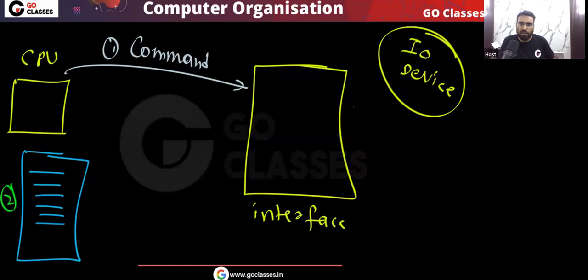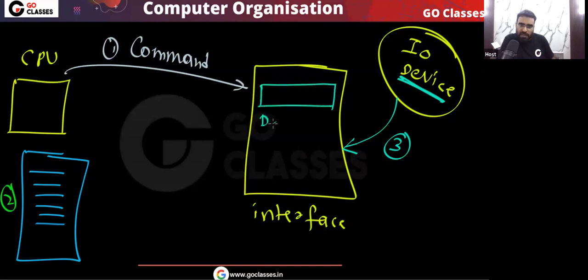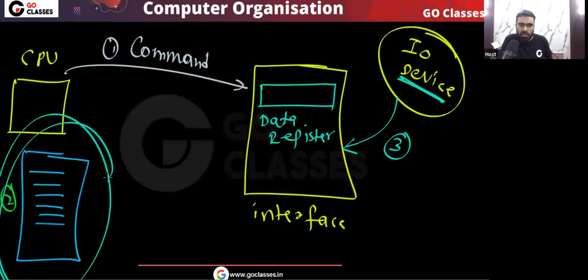Now, what is the third thing? The interface will collect data. The interface is reading data from the IO device and putting the data in the buffer, in the data register. During this time, while the interface is collecting data from the IO device, the CPU is executing some other program, doing some useful work.